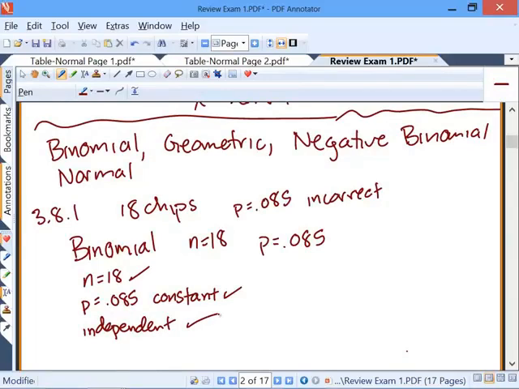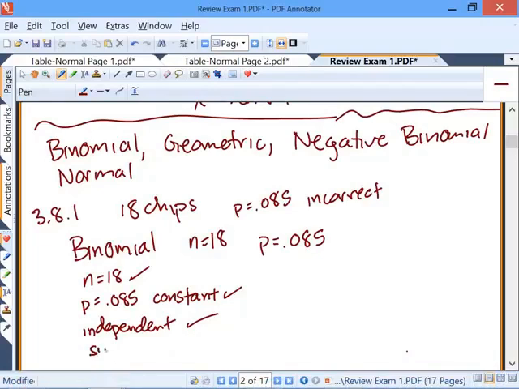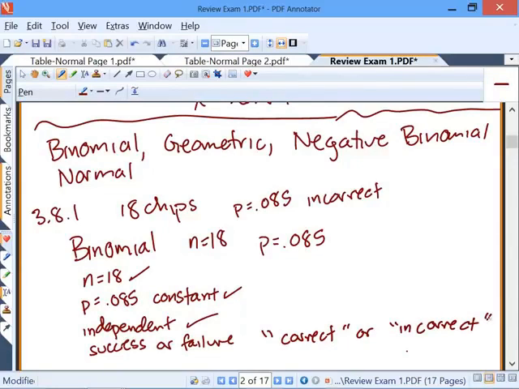And the last condition is that, do you remember? It has to be either a success or failure, so only two options. In this case, we could have correct or incorrect, although technically incorrects are our successes at the moment. So it meets all of those qualifications.